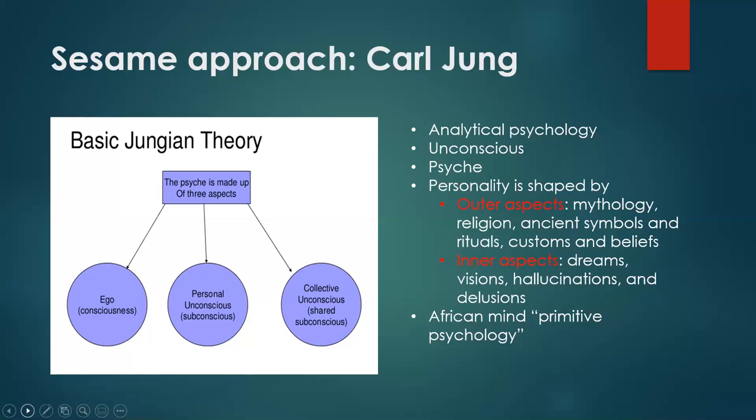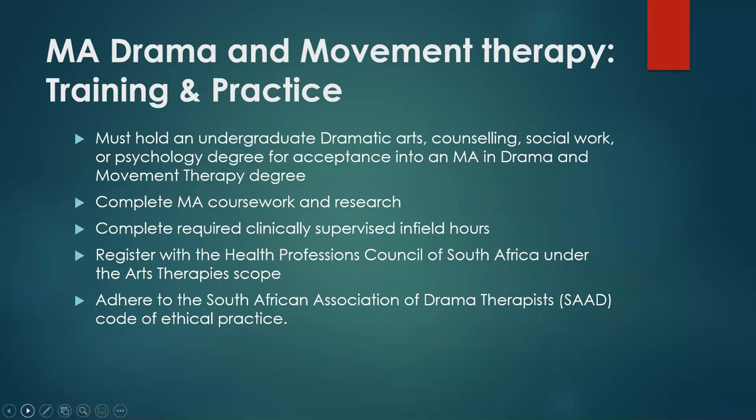With that said, we can move straight into what are the required entry requirements to study and practice as a drama and movement therapist. In order for one to become a registered drama therapist, one has to complete a postgraduate degree in drama and movement therapy, which includes both coursework and research, followed by supervised internships. However, one can apply for a postgraduate degree in drama therapy if they hold an undergraduate dramatic arts, counseling, social work, or psychology degree. One needs to have completed an undergraduate psychology or drama degree followed by a master's in drama therapy or drama and movement therapy before they can register with the Health Professions Council of South Africa under the arts therapies scope.